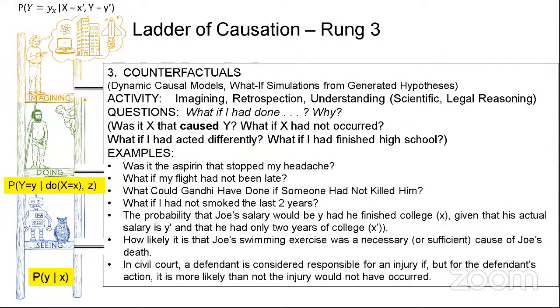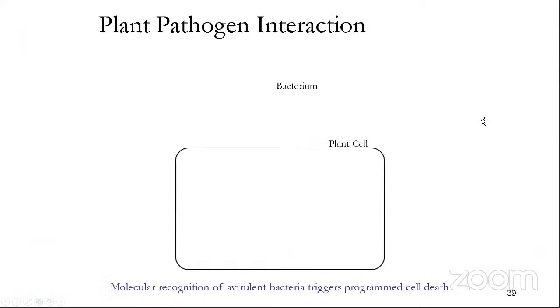Or, how likely is it that my exercise was a necessary or sufficient cause of his death? Or, for example, in a civil court, a defendant is considered responsible for an injury if, but for the defendant's action, it is more likely than not that the injury would not have occurred. So essentially, was it X that caused Y? What if X had not occurred? What if I had acted differently? This is the idea of imagining, retrospection. You use this for science, for legal reasoning, and for what-if simulations.